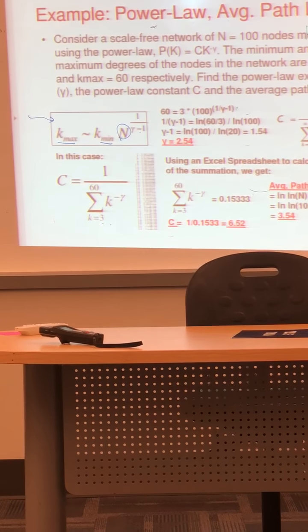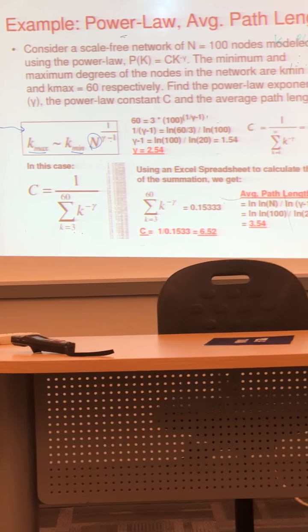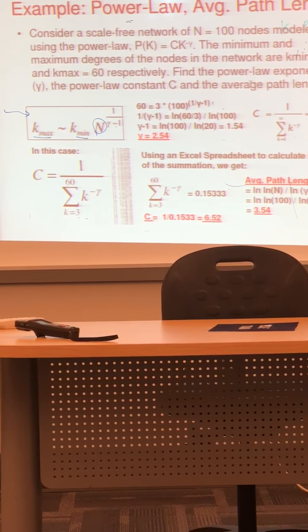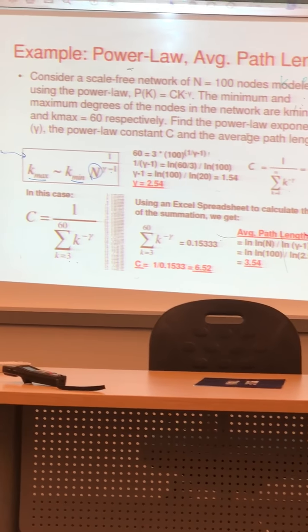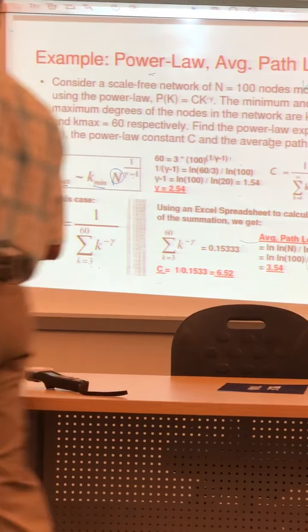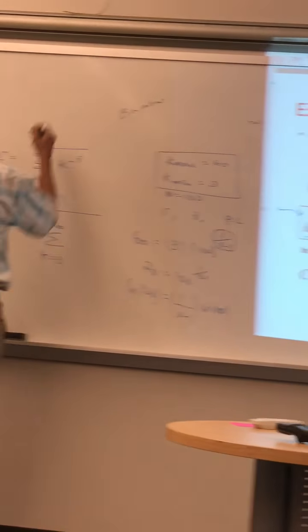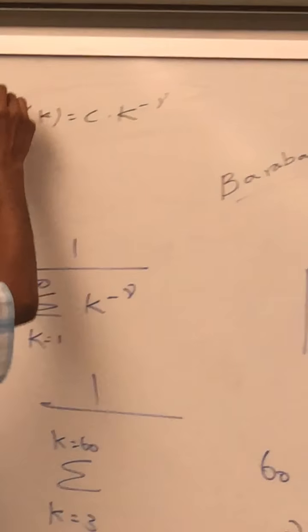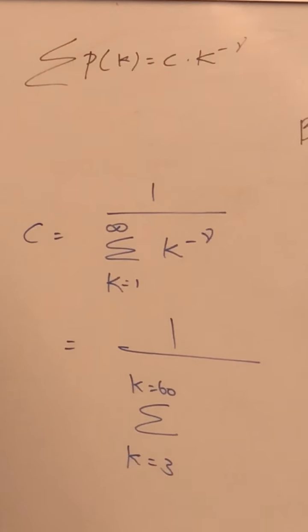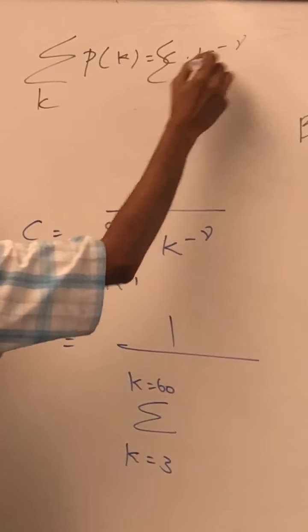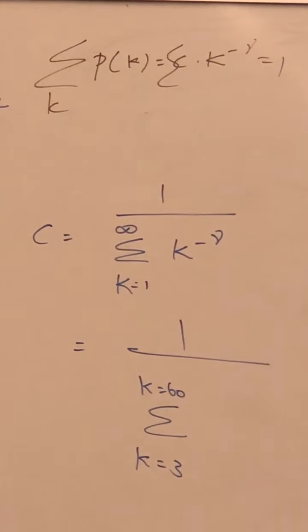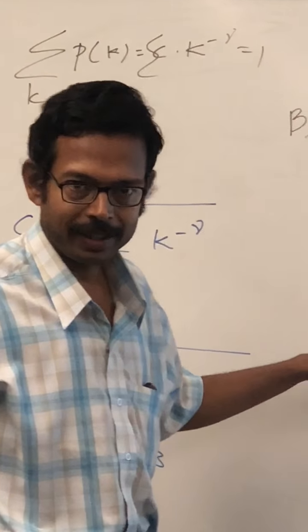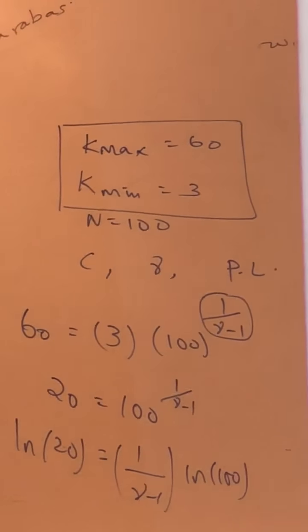That will get you 6.252175. So how do you get C? This is the formula based on fundamentals. P of K is C times K to the negative gamma. If I sum over all K, this is equal to 1. Based on that you can get this. Once you find C and gamma, you can find the average path length.